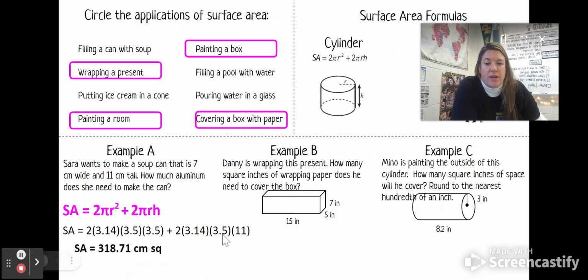All right, do that on your calculator. You should get 318.71 square centimeters. Okay, let's go to example B.